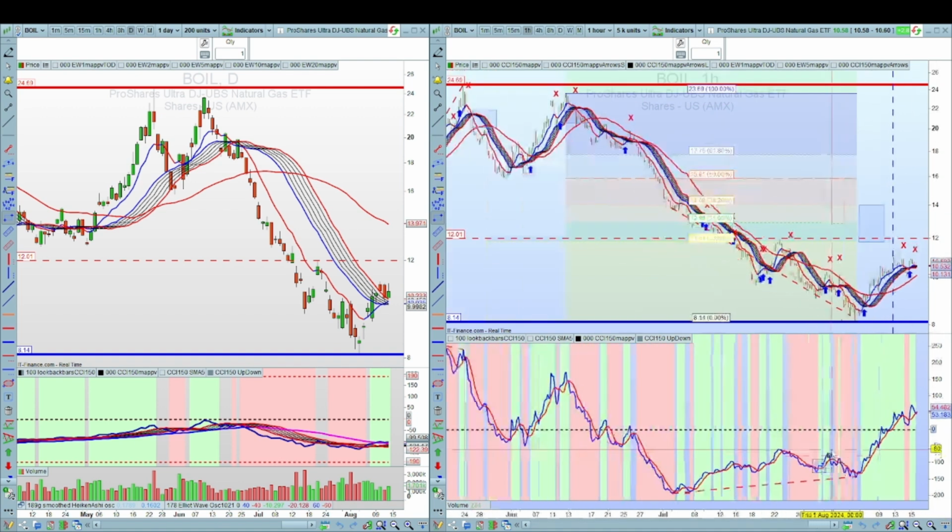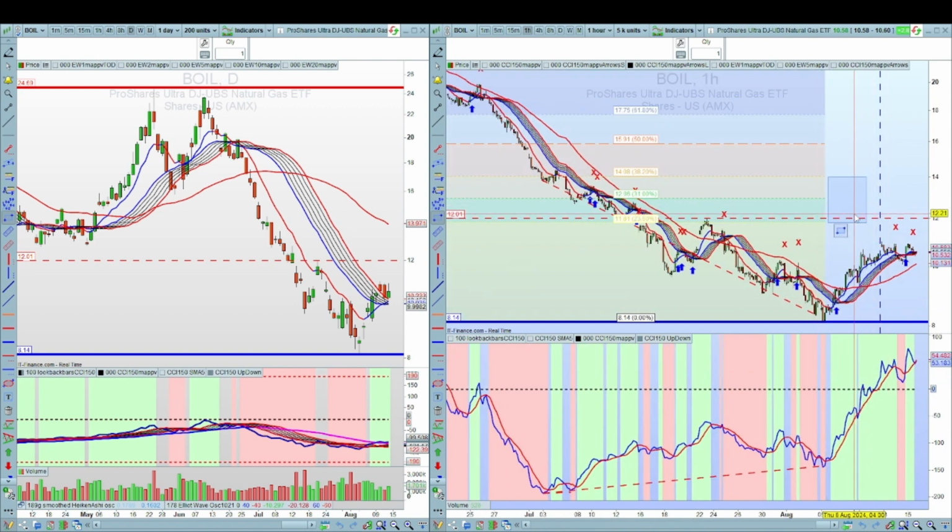Now, in this case also, if you zoom out, you can see we had a bullish divergence on the CCI, on the hourly, versus lower lows on the price. And we drew our target area there at the 23.38% Fibonacci level. It hasn't quite reached it yet, and that corresponds with this resistance as well at 12.01. So I'll keep an eye on that.